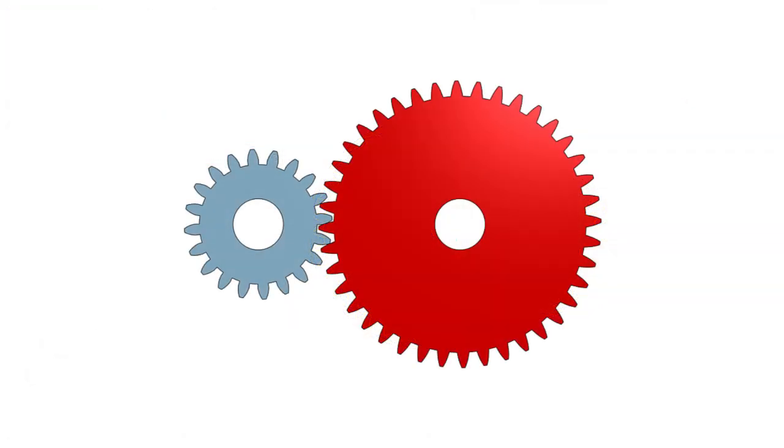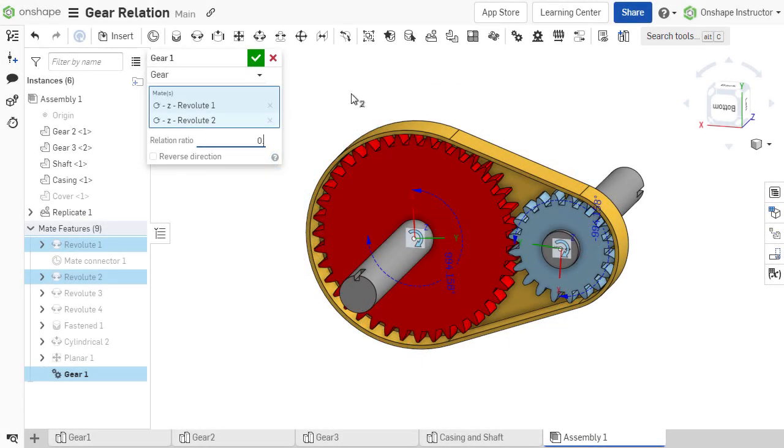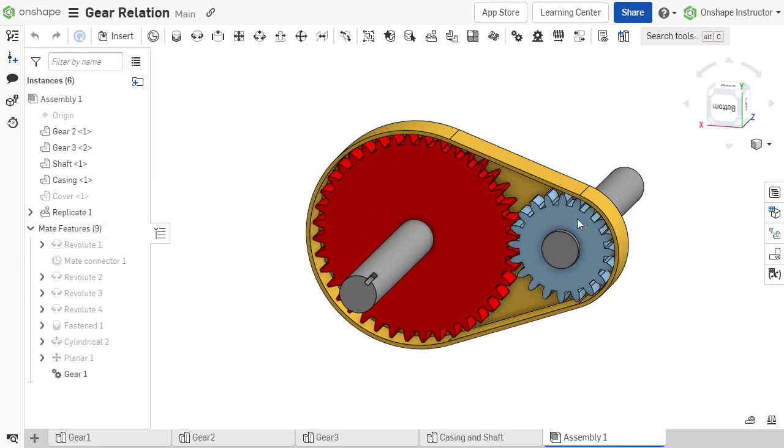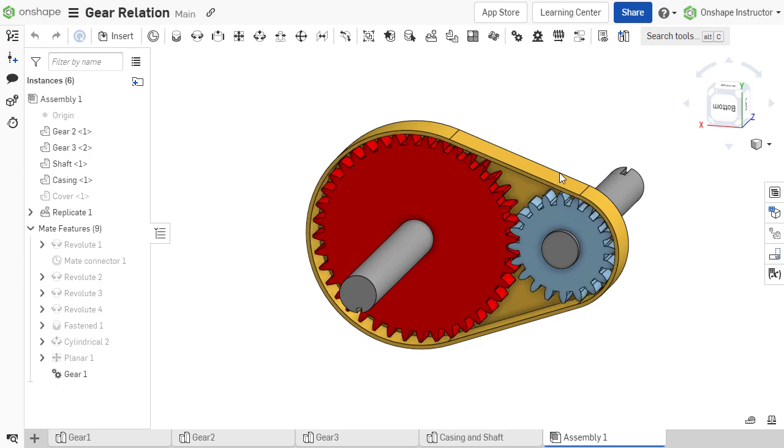In this example, the driving gear has 20 teeth, while the driven gear has 40 teeth, leading to a ratio of 0.5. This ratio is visually apparent when the keyed slots in the input and output shafts are observed. As the input shaft completes one full rotation, the output shaft completes one half rotation.